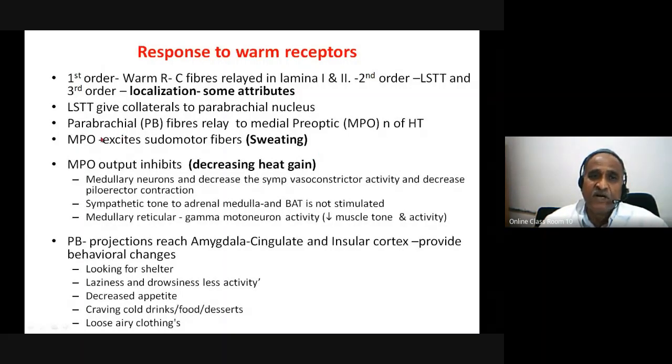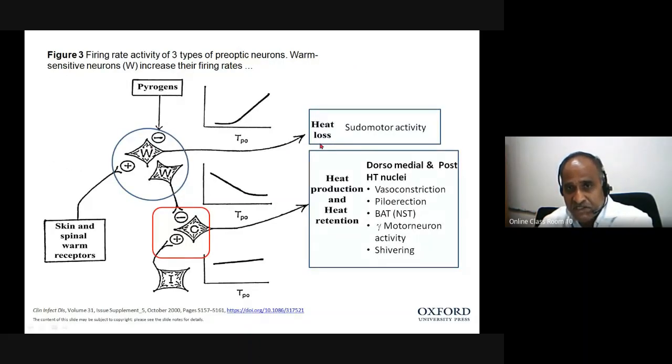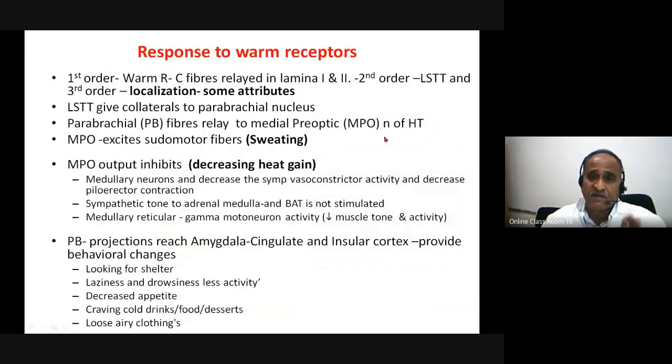The medial preoptic nucleus excites the pseudomotor activity, that is, sweating. That is what I have shown here: heat loss, the sweating mechanism. The sweating mechanism is coming from the sympathetic nerves. So that means it is a separate channel operated by the medial preoptic nucleus.